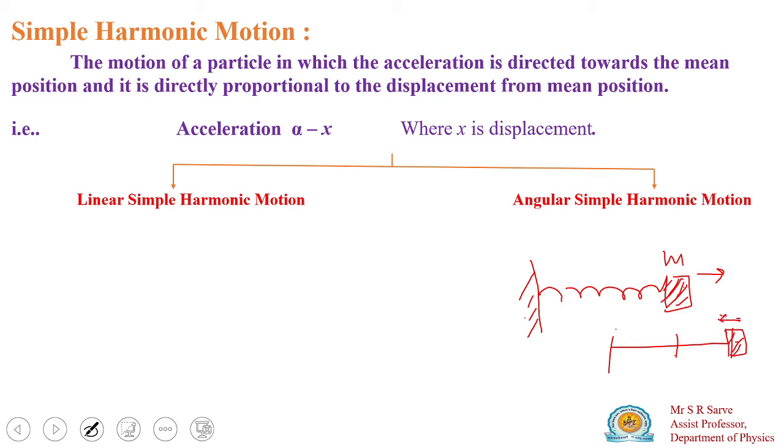It will move towards the mean position, and after that it moves again in the leftward direction, and this is the left extreme position. Here it will stop and again start moving towards the right side. So these two are the extreme positions. What happens if I apply force on this mass? A restoring force will develop inside the body, and due to this restoring force it oscillates about the mean position.